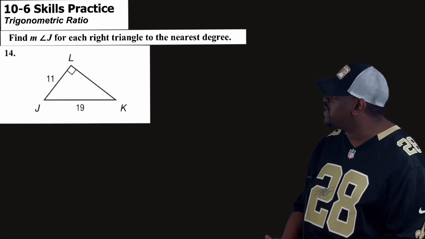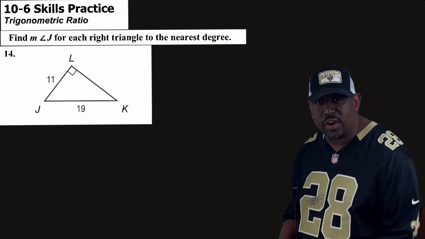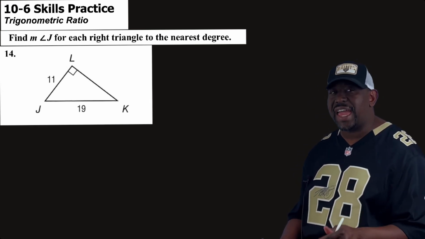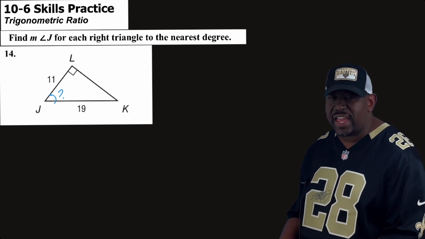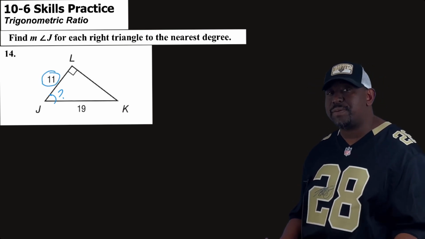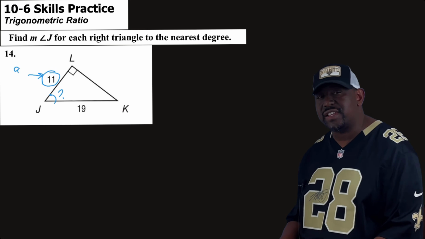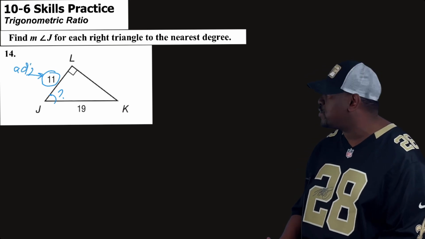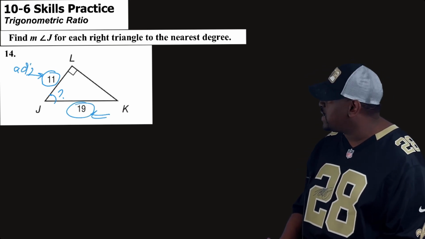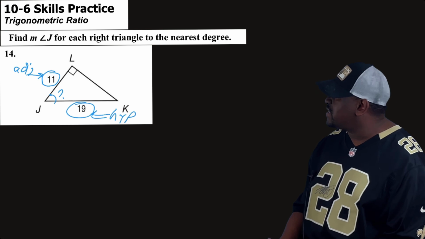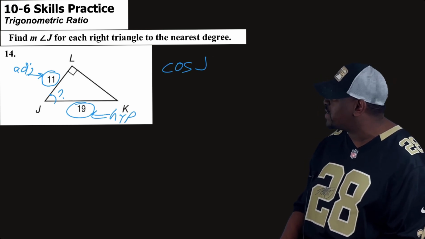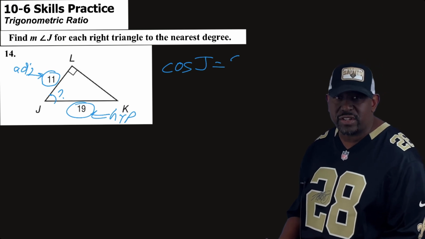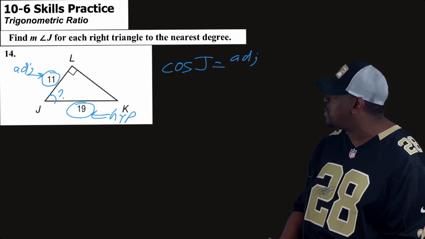Now, in relation to J, what do you think we're going to do first? Well, I think we should label the three sides of the right triangle in relation to J. What side is going to be opposite? What side is going to be adjacent? What side is going to be hypotenuse? And so as you can see here, the adjacent side is going to equal 11. Since 19 is the longest side opposite the right angle, we know that is the hypotenuse.